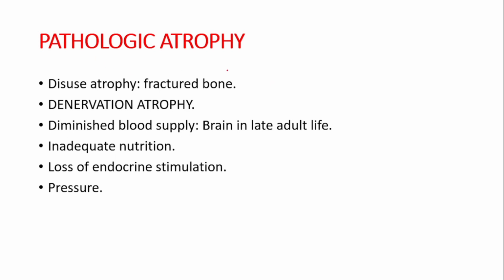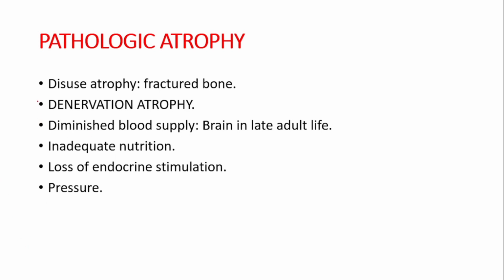The examples of pathologic atrophy: the first one is disuse atrophy, seen in a fractured bone. Following a fracture, due to immobilization, or in a completely bedridden patient not using a particular leg or arm, there is eventually atrophy of skeletal muscles. This atrophy is reversible if activity is resumed shortly. But with more prolonged disuse, muscle fibers decrease in number as well as size, leading to atrophy.